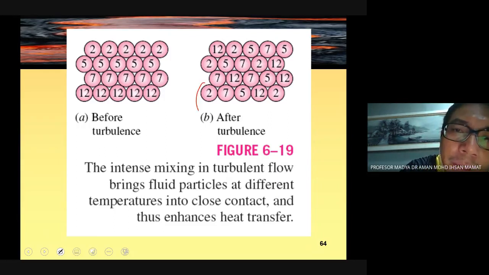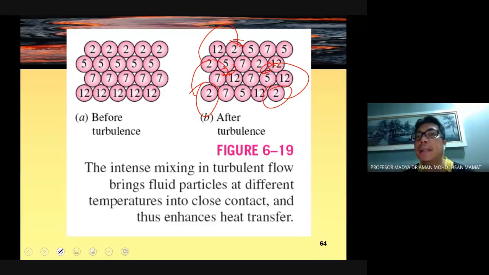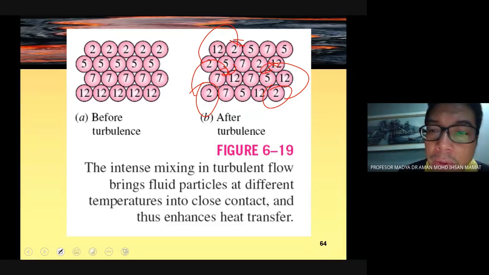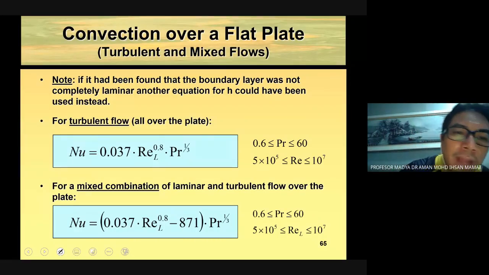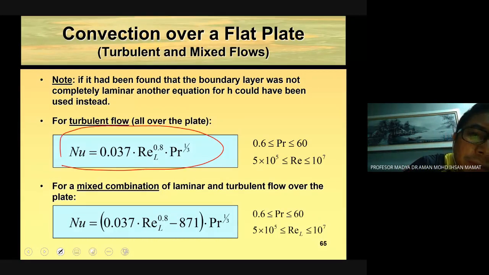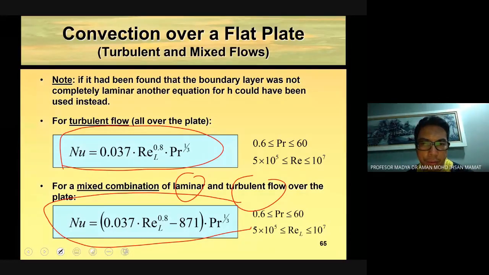Okay, because one energy wants to try to take another energy. So you see two energetic molecules trying to take over another molecule. They are more energetic than the other molecule, so it will start to swirl and create a chaotic flow. This swirl and chaotic flow is known as turbulent flow. Okay, so for turbulent flow all over the flat plate it is given by these equations, and for the mixed combination between the laminar and turbulent flow it is given by these equations.